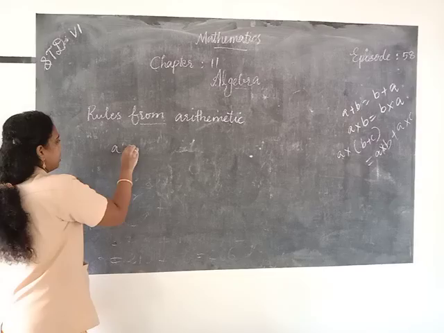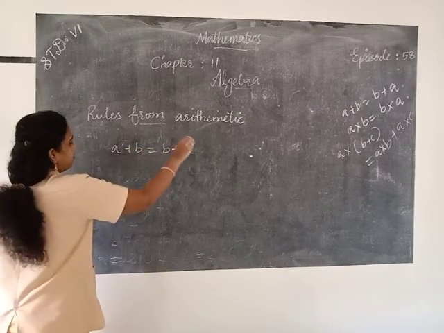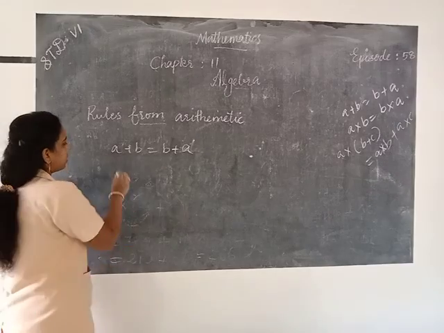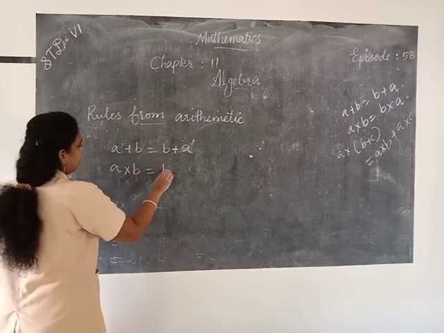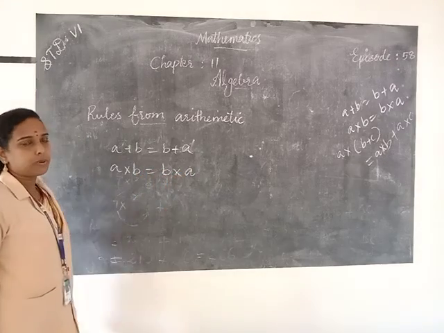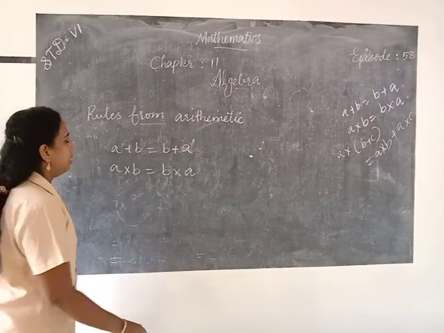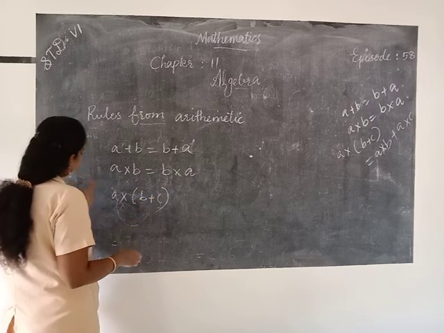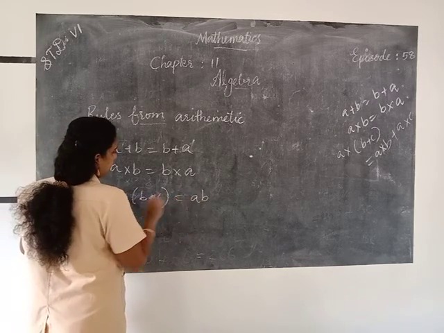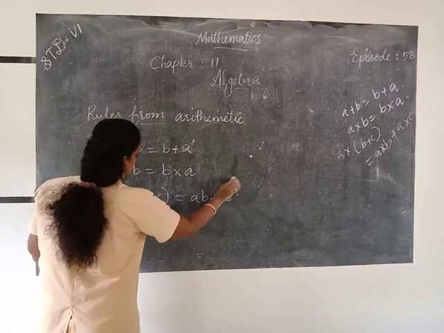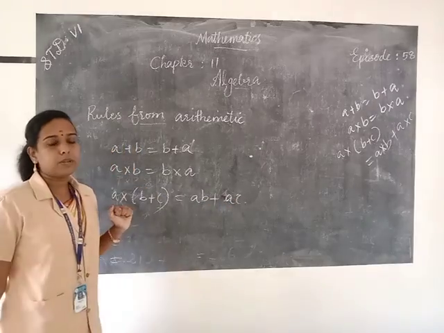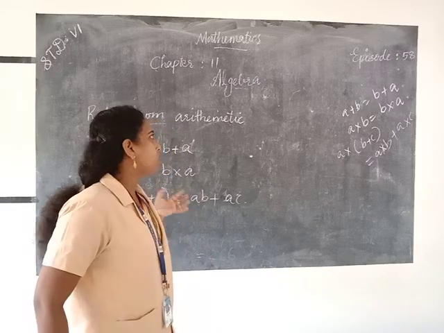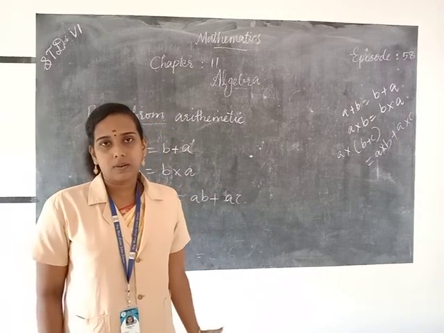Commutativity of addition, that is a plus b is equal to b plus a. When we add two numbers in any way, we get the same answer. Then commutativity of multiplication, that is a into b is equal to b into a. When we multiply any two numbers in any way, we get the same answer. Then the distributive property: if we take any three numbers, a into b plus c, then we get ab plus ac, and this is called distributivity of numbers. So in this way we can express the rules from arithmetic and rules from geometry in the form of variables.